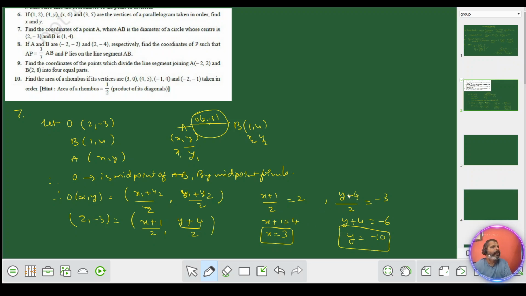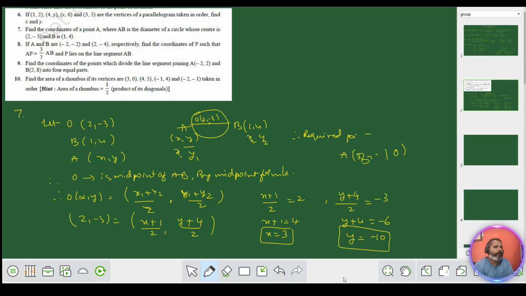Right. So, we'll conclude the required point A is 3 comma minus 10. You just write that. A is 3 comma minus 10. Okay. That completes the solution for this question.